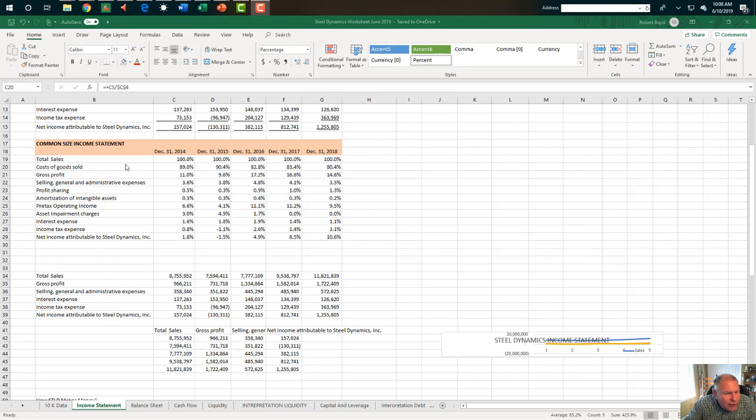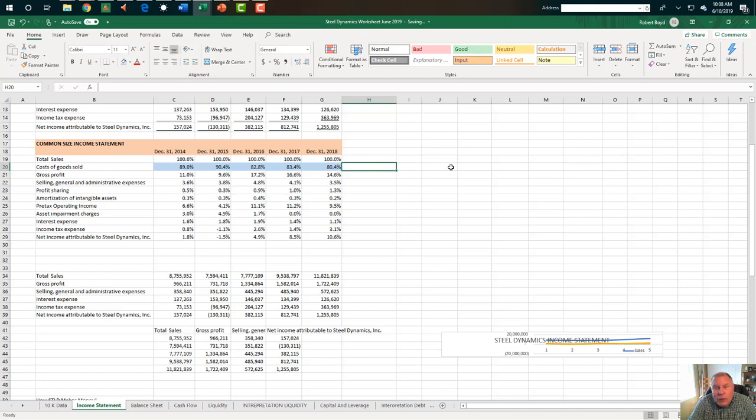Then, when we go over to the common size, we're going to look for the key trends. So I'm looking here, first line is cost of goods sold. And remember, the gross profit is total sales less cost of goods sold. 89, 90, 82, 83, 80. So what I'm seeing is a trending down. So the first thing I'm going to do is highlight that with a nice light blue color. And the question that the research that I'm going to do is, why is the cost of goods sold trending down?